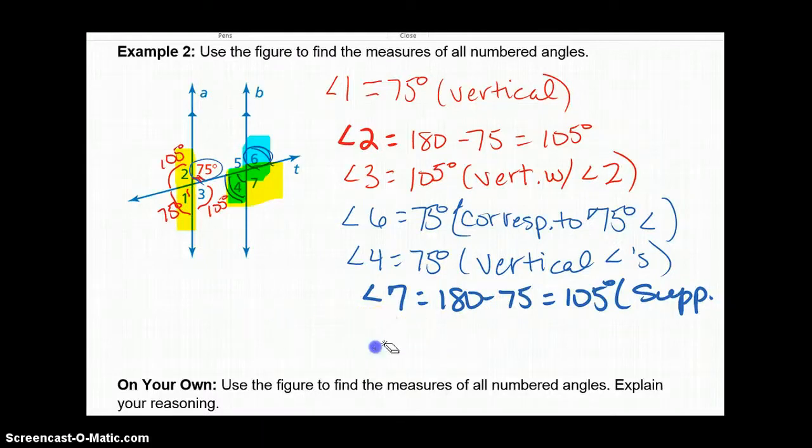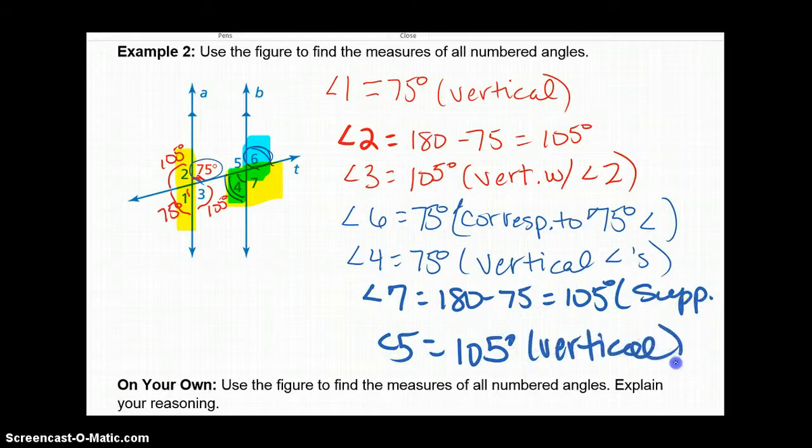Okay, so what are we left with? Angle 5. So angle 5 is equal to 105 degrees because of vertical angles.